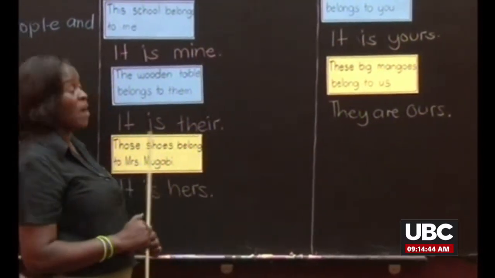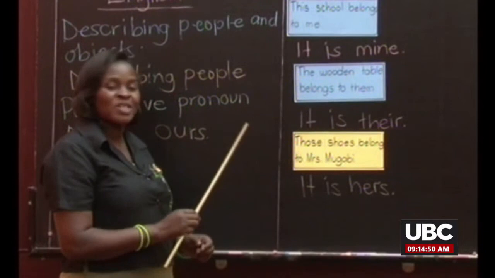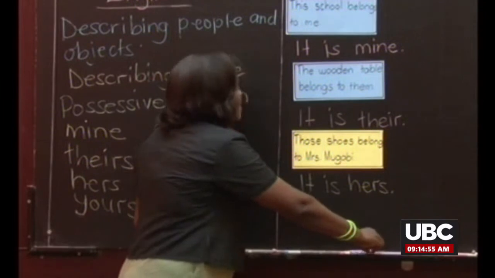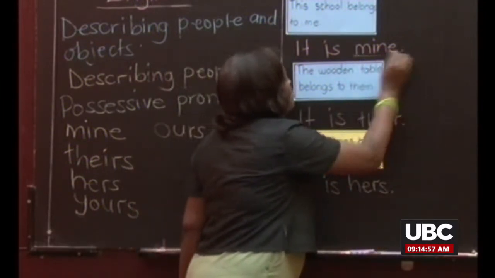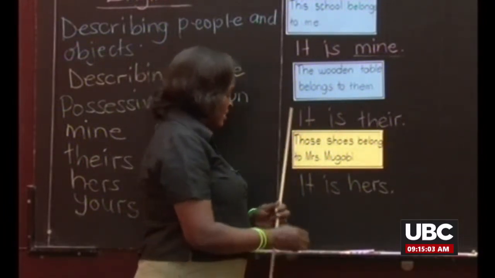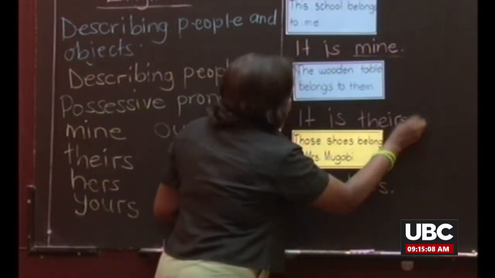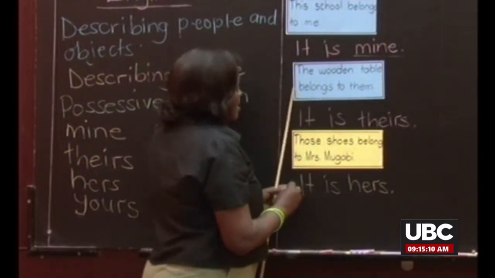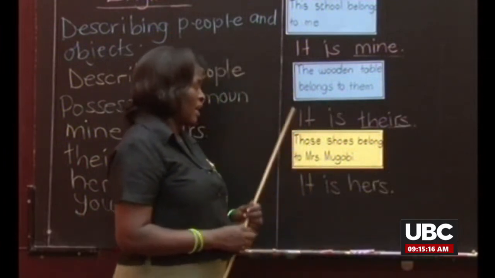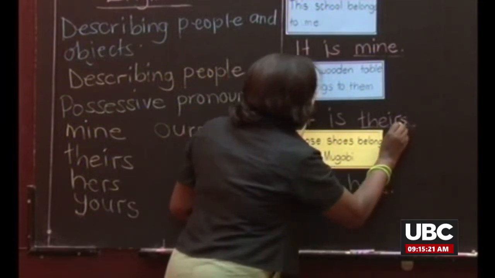Can we read through our possessive pronoun sentences? Our first one we said, it is mine. And we said mine, that is the possessive pronoun. Our next one, it is theirs. Something is missing here, let's put it there. It is theirs. And let's underline our word. We underline our word correctly.